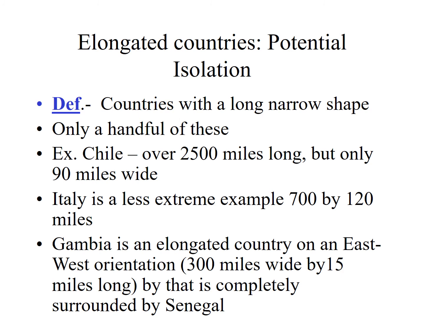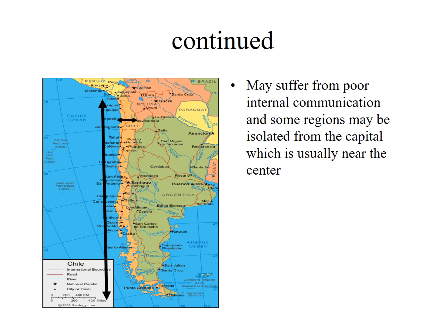Elongated countries have a long, narrow shape, such as Chile, which is over 2,500 miles long, but only 90 miles at its widest. Even Italy is 700 by 120 miles. And if you look at Chile here, look how long it is from north to south. It's got a great ocean side, but you're going to have problems here. It used to be communications, but now with wireless and the internet, that's not as big a deal.